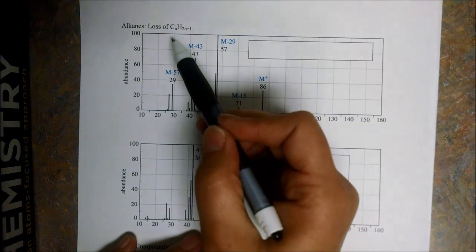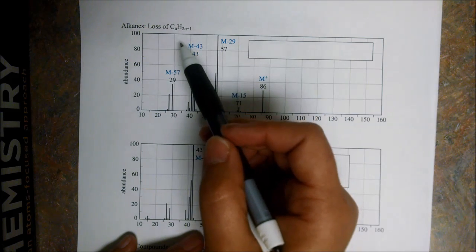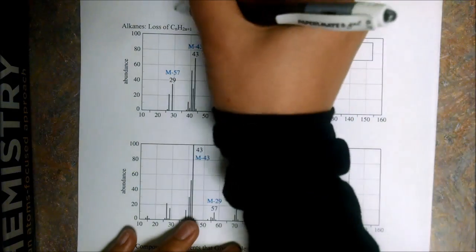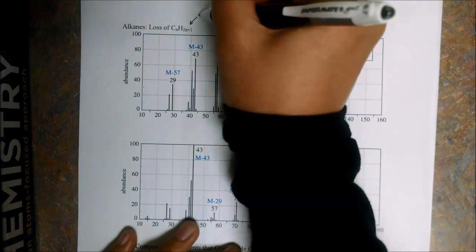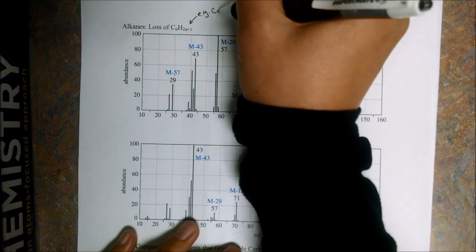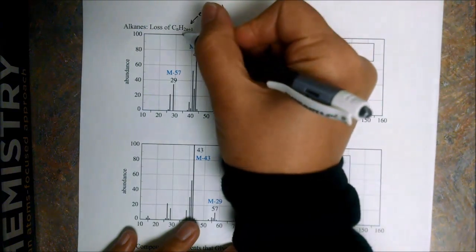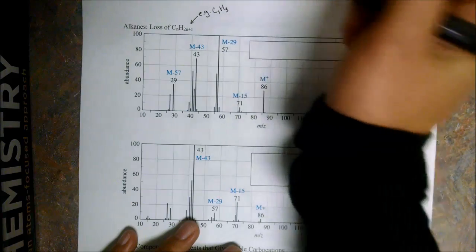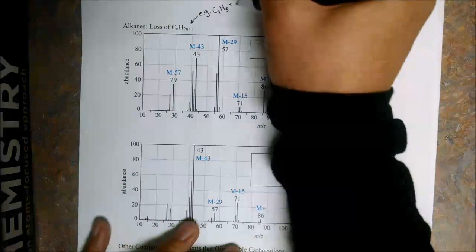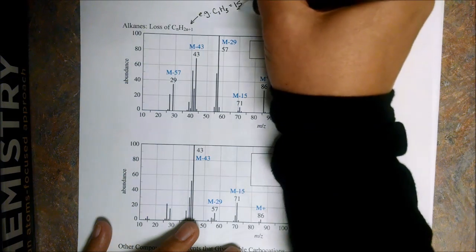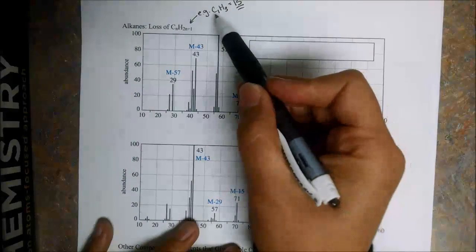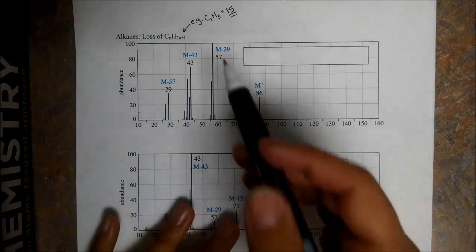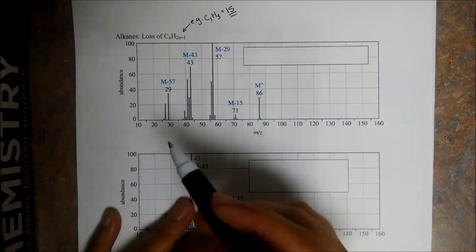The alkanes, loss of CnH2n plus 1. So for instance, if we lost one carbon, n equals 1, 2n plus 1 equals 3. CH3, which corresponds to 15. Again, carbon equals 12, each hydrogen is 1. So 15. So we lost a methyl from that previous example. And so this is common for the alkanes. I'll show you what I mean.